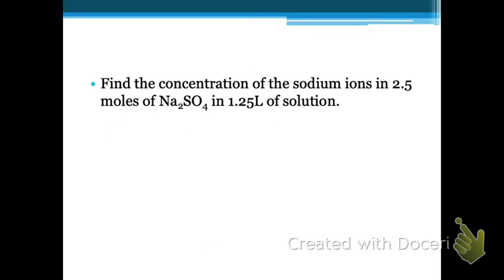So first thing we're going to do is find the concentration of our total solution, and then we just compare the ratio, okay? So I'm going to take 2.5 moles over 1.25 liters.